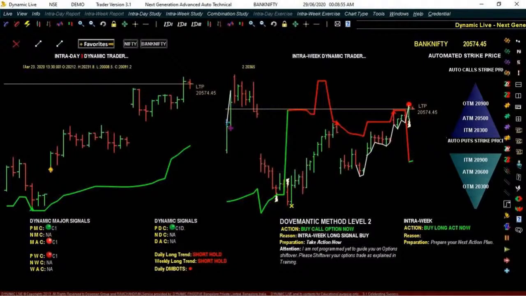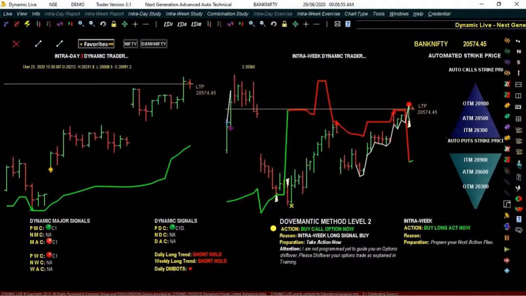So whenever the price is increasing, and if this Dynamic Live method feels that this is a good point to buy, then here in the action it will be written as buy call option now. It is directly telling you what to do in options. And similarly, if the price starts decreasing and if it feels there's a good point to sell, then it will be written as buy put option now. So both in an uptrending market as well as in a downtrending market, it will guide you to trade and you will be able to benefit in both the directions.